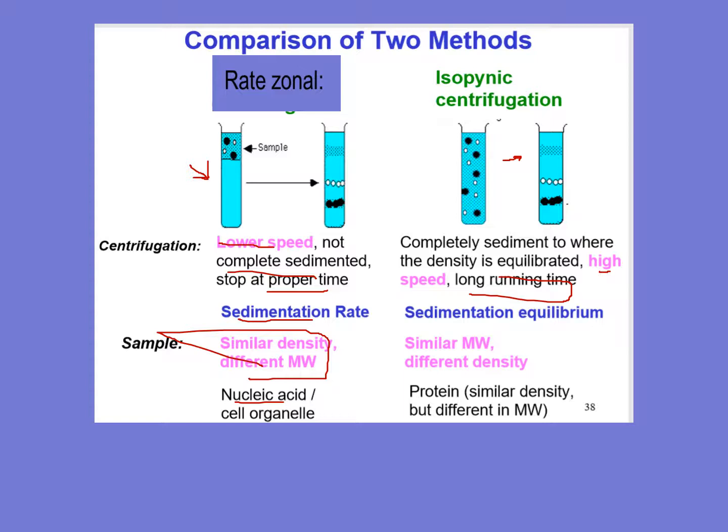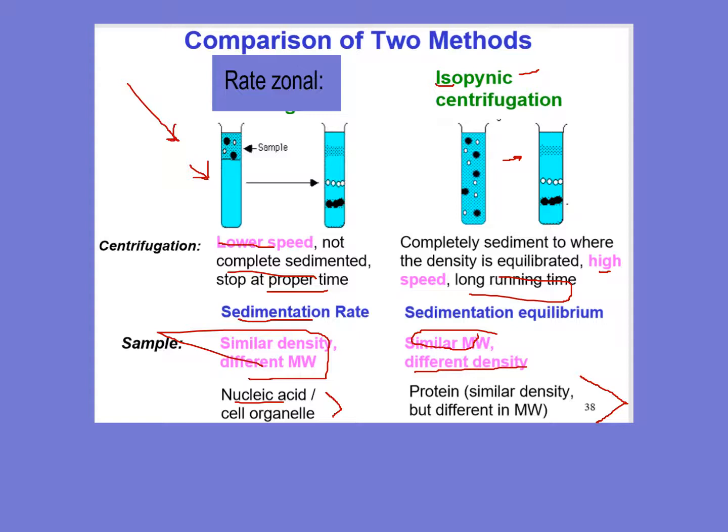The density is equal, iso, equal. Similar molecular weight, but different densities. Okay, you're separating. So similar densities, different molecular weight. Proteins have about the same density, but they're different in molecular weight. So this is a better way to separate proteins. This is better for DNA, RNA, and organelles. So if you're describing the usage here, this tends to be for proteins, this tends to be for organelles.